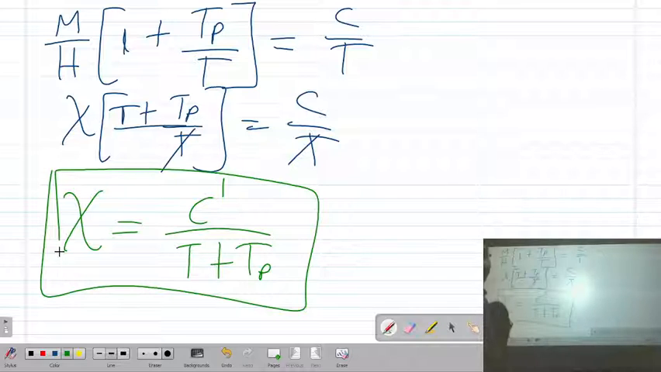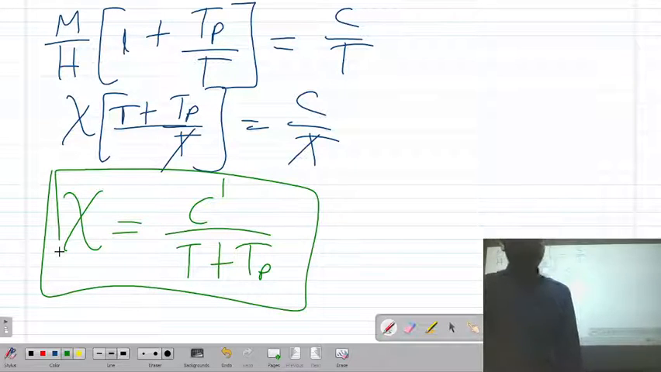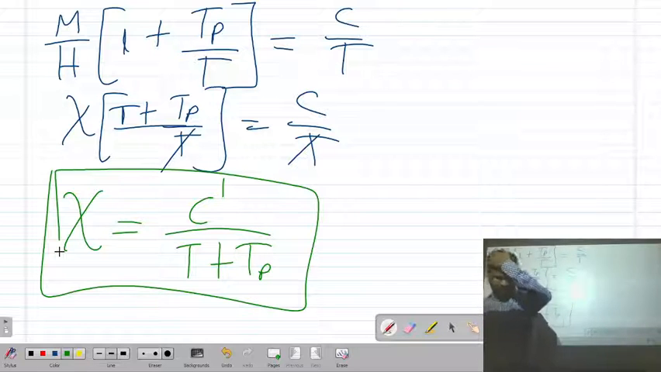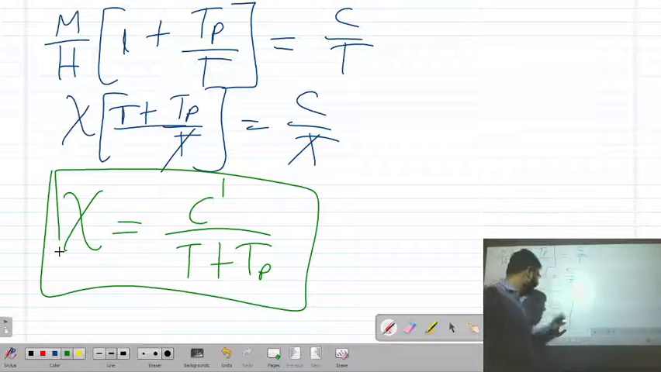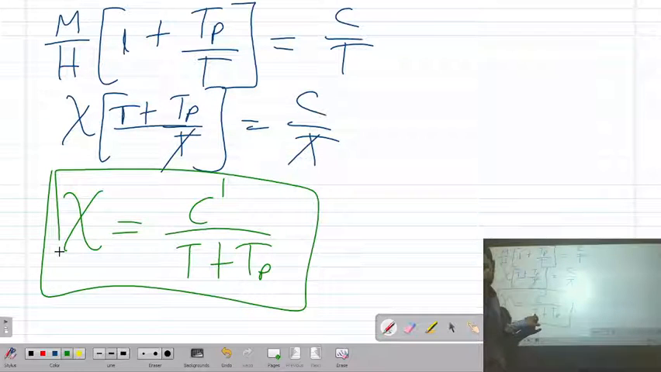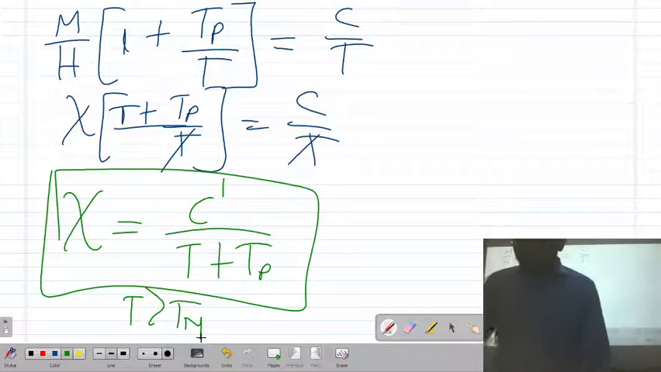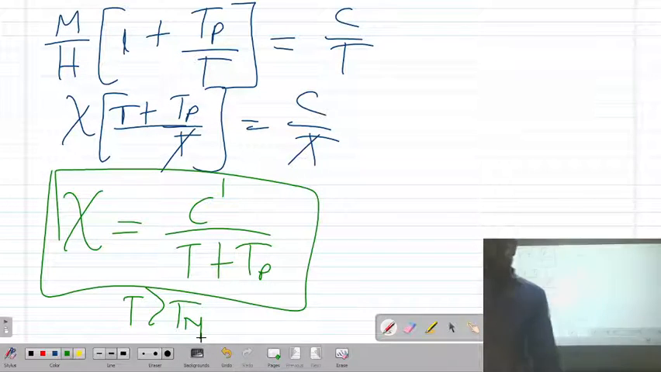This is what we have obtained, the relation between the susceptibility and the Néel temperature. Temperature T and T of P, that is the paramagnetic temperature. This is the case where we have taken T greater than the Néel temperature T of N, right?